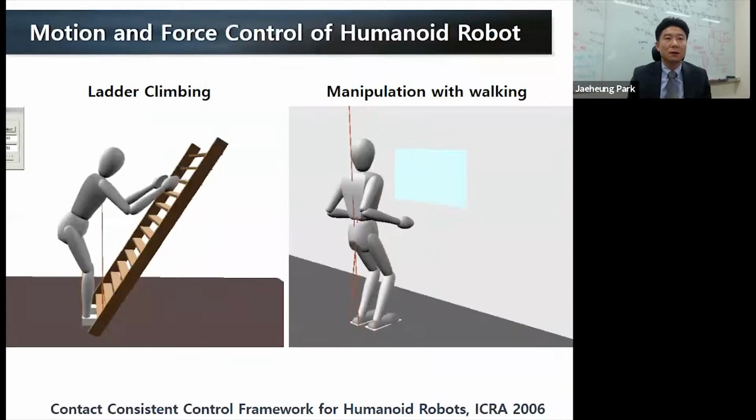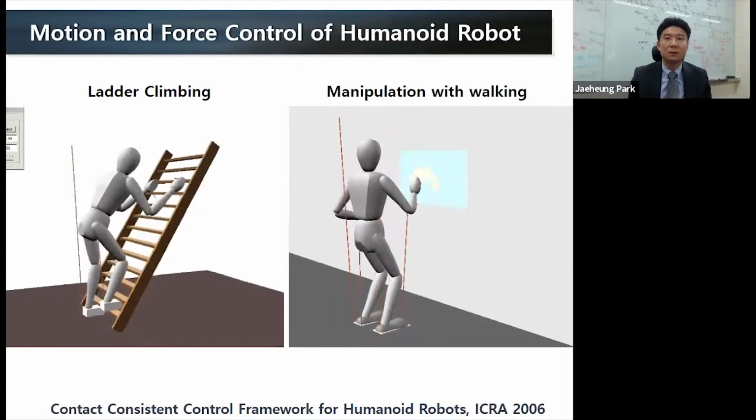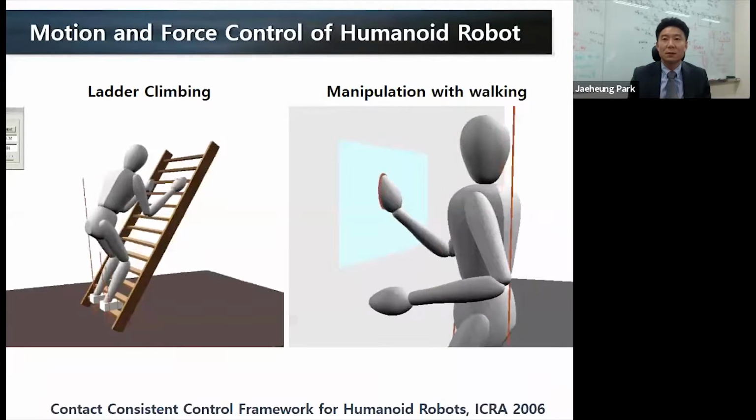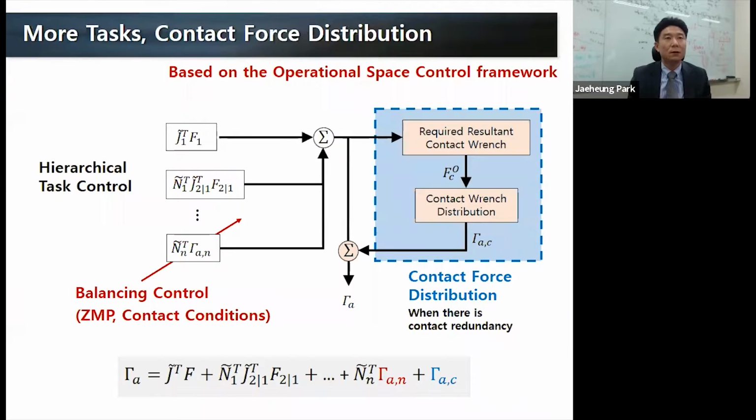This was tested in simulation at the time because we didn't have hardware to test it on. You can see ladder climbing and manipulation with walking were possible, where we can control the contact forces and motion at the same time on multiple contact points. Later, to deal with more tasks, we developed a hierarchical task control structure with a sequence of null space projection matrices, shown on the left. When there is a contact redundancy, which is possible when multiple limbs are interacting with the environment, we can distribute contact forces without disturbing the motion of the robot.